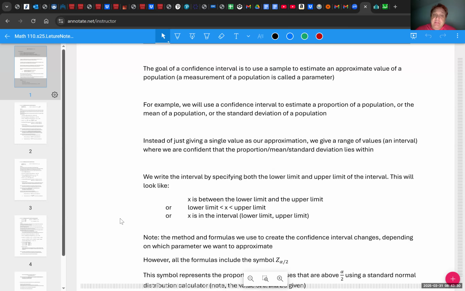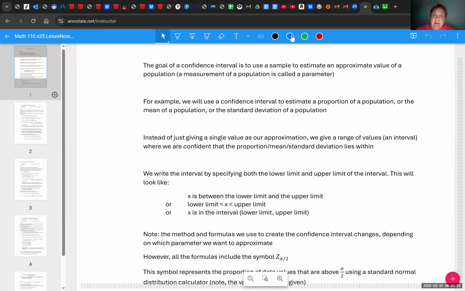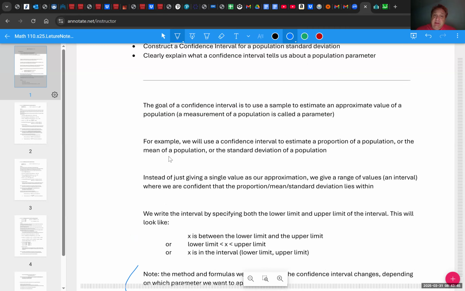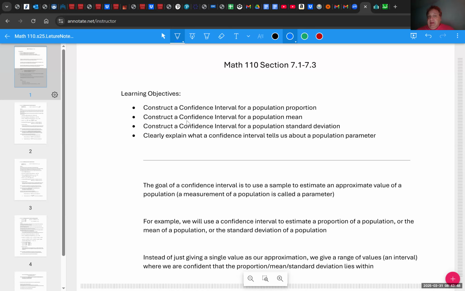All right, some little heads up. The method and formulas that we use to create a confidence interval changes depending on which parameter we want to approximate. That's why I have separated these into three learning objectives because each one is going to have a different method and a different formula or formulas for calculating the confidence interval. So when you're doing a homework problem, make sure that you are using the correct formulas depending on what the question is asking for, whether it's asking for a proportion or a mean or a standard deviation.